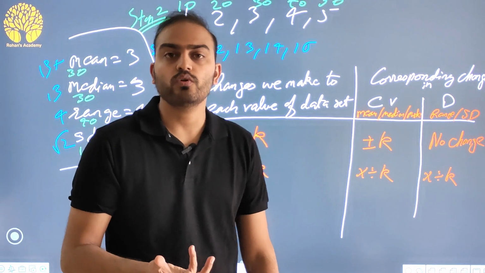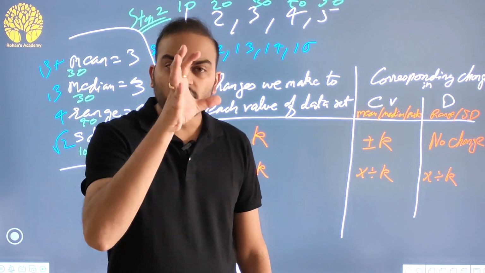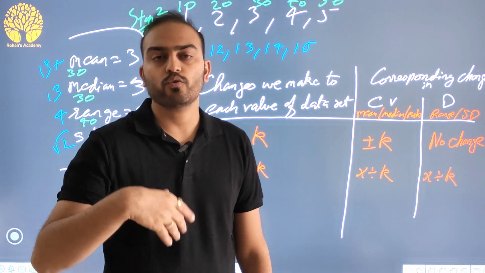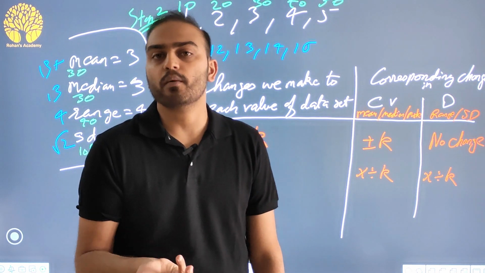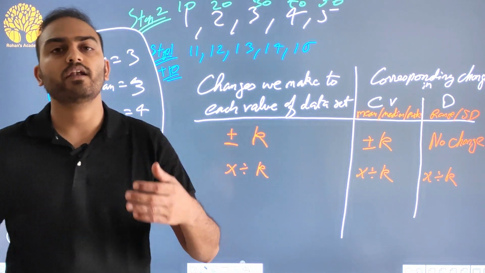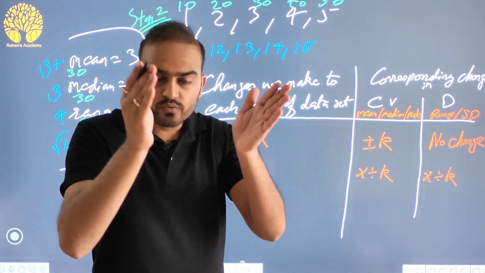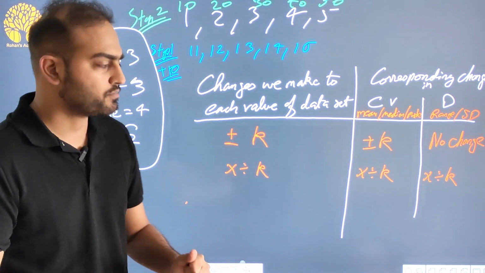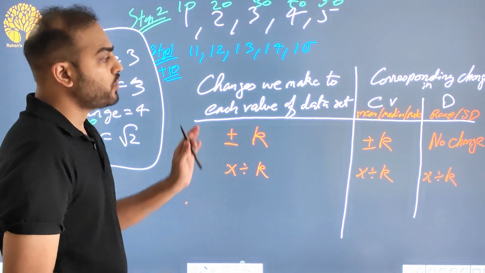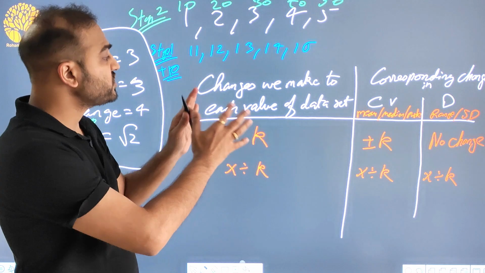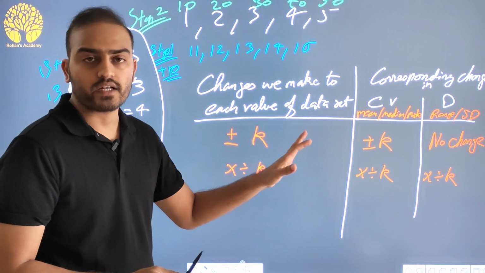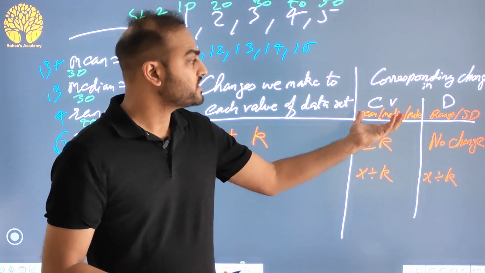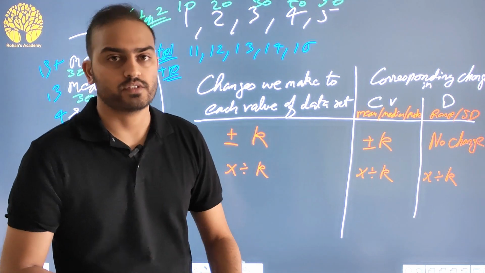So a good way to reduce standard deviation could be that you divide the data by a certain value. If you divide the values by more than 1, the values will come closer. The closer they are, the lesser the standard deviation. So understand this table, and how the changes that we make to each value of the data set affect your central values and dispersion values.